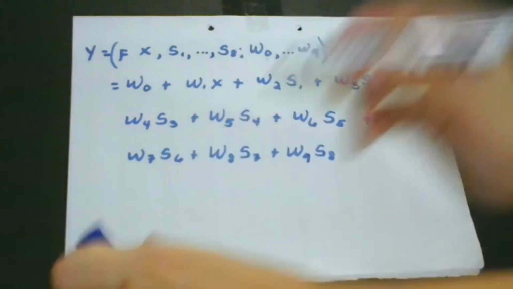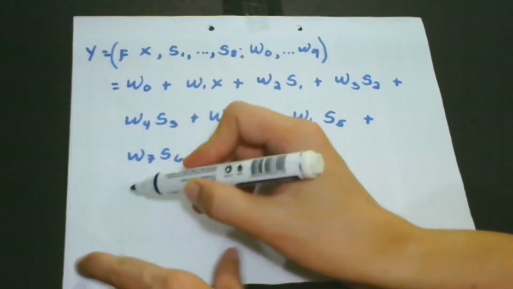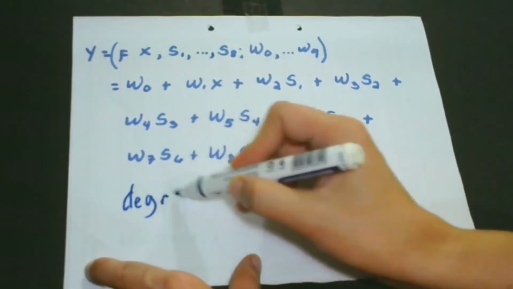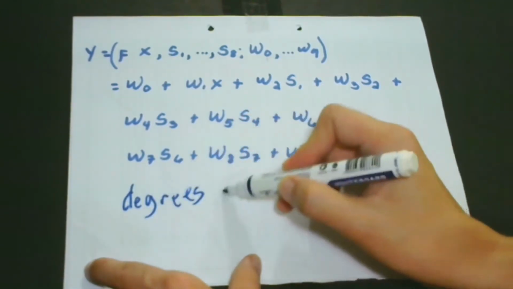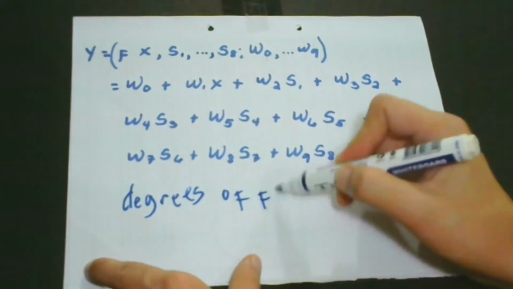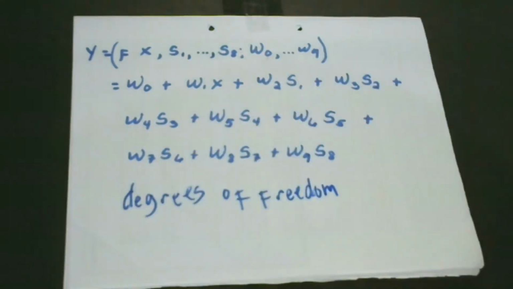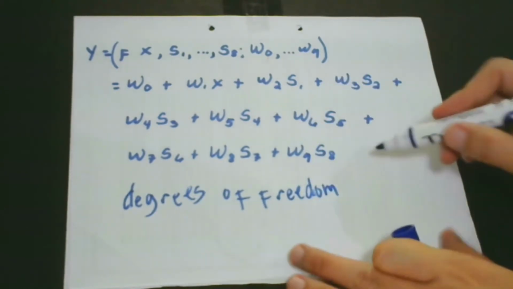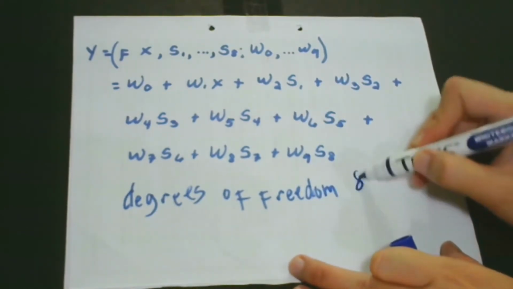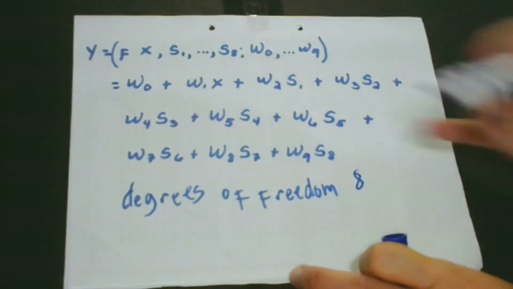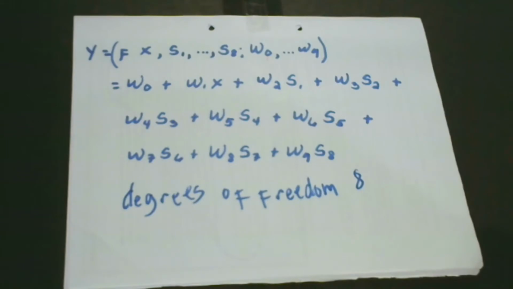So let me first write degrees of freedom so you can properly see. Again, as I've said, we have 8 degrees of freedom. So we're going to use these 8 parameters to make our possible predictive model.